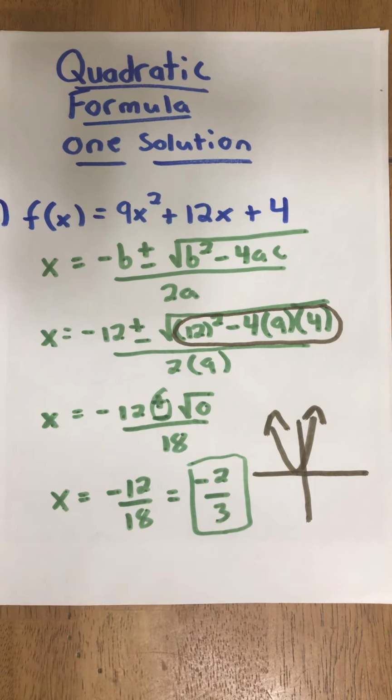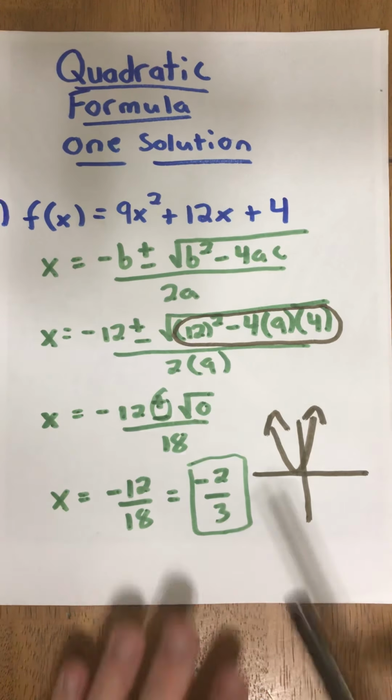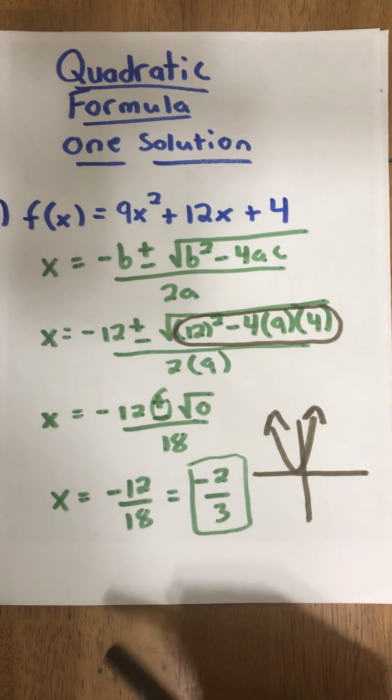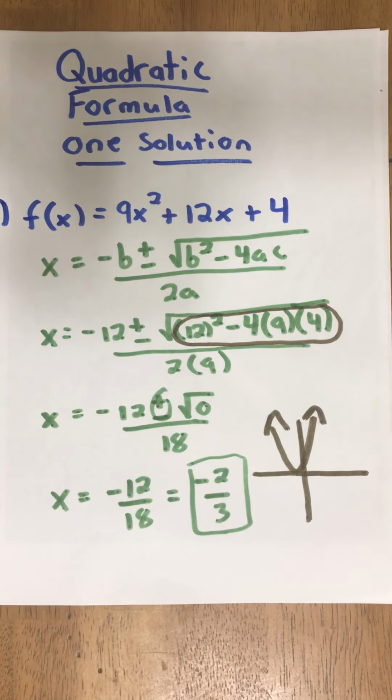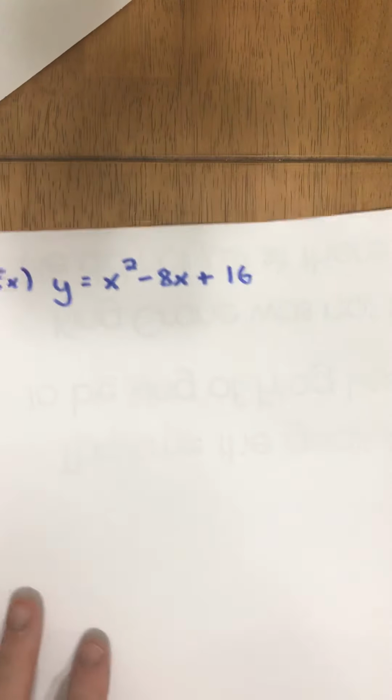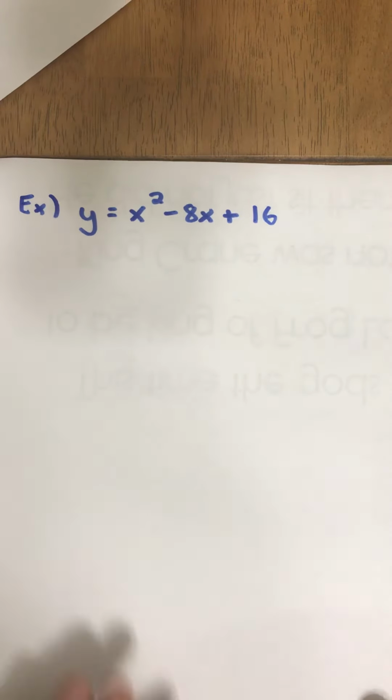Remember last week when we were doing this, we often got two different places where the quadratic would cross. Something like negative 2 and positive 4. In this case, only one solution. All right, let's do one more example just to make sure we got this down and you understand how this works.